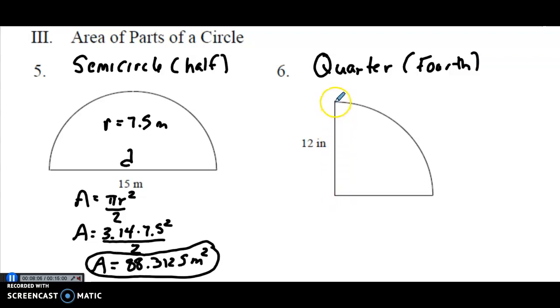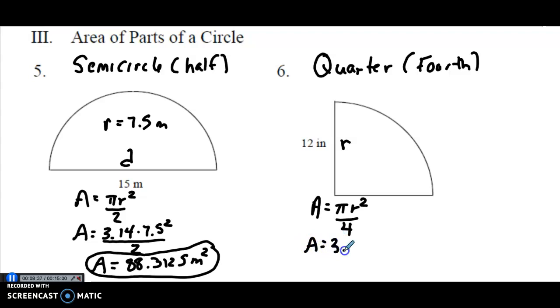We have to use our imaginations here and figure out, if this was a real circle, what would it look like, and what would this length of 12 be? That 12 is actually the radius. So we are given the radius when we have a quarter circle. Our formula is A equals pi r squared. Again, it's a fourth of a circle, so I'm going to divide that answer by 4.